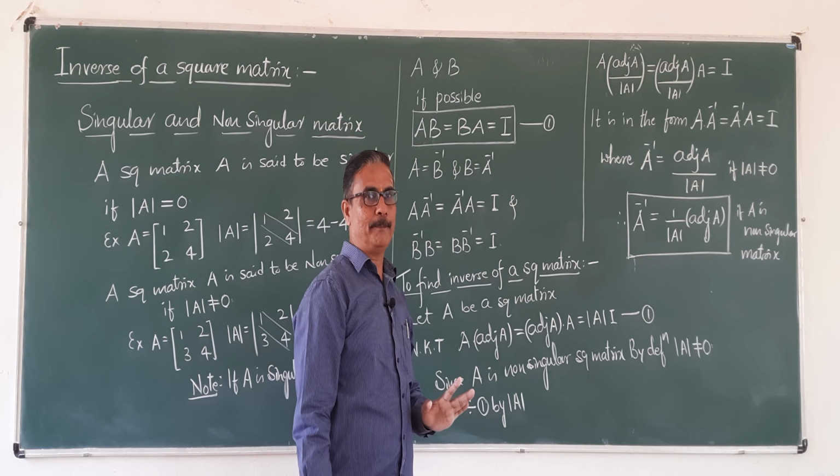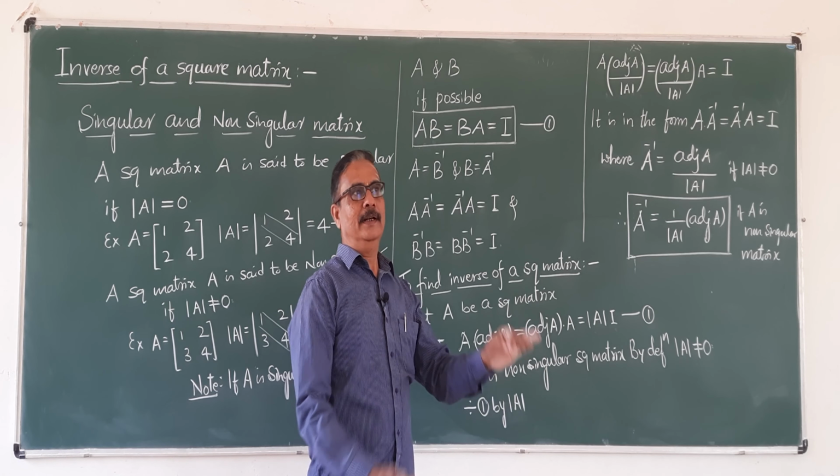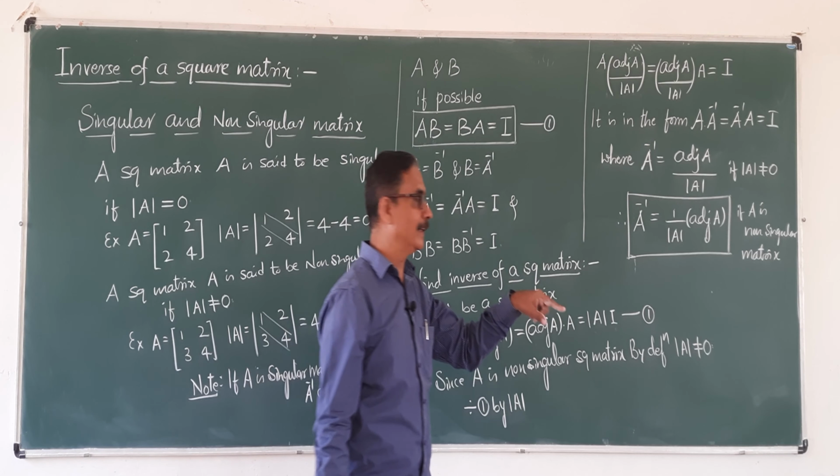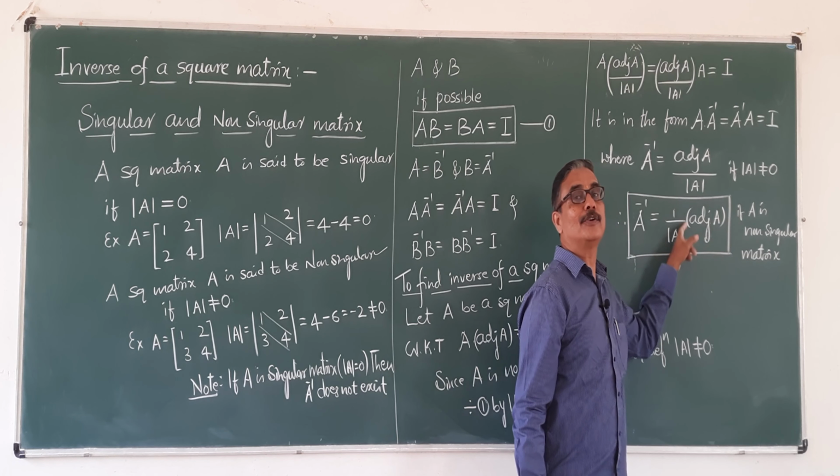If it is a singular matrix, write directly that the inverse matrix does not exist. If it is non-singular, then find the adjoint of the matrix.